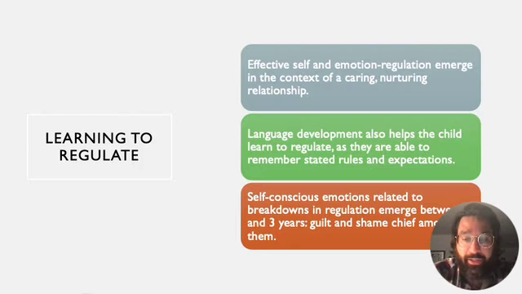So, learning to regulate. Effective self and emotion regulation emerge in the context of a caring, nurturing relationship. We learn how to regulate ourselves by internalizing positive early experiences with a caring other. Language development also helps the child learn to regulate as they're able to remember stated rules and expectations. But I would say language development also helps us learn to regulate because then we have words for our feelings. We can label them and understand them as our vocabulary expands.